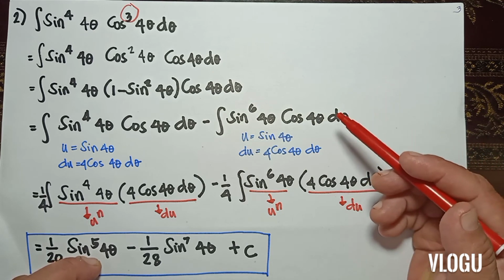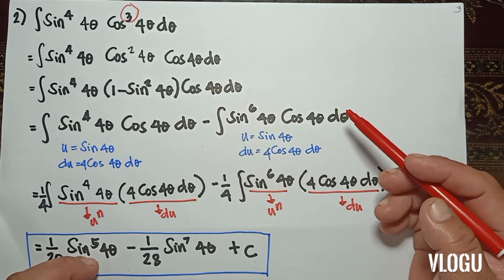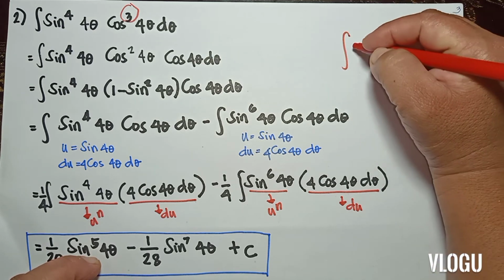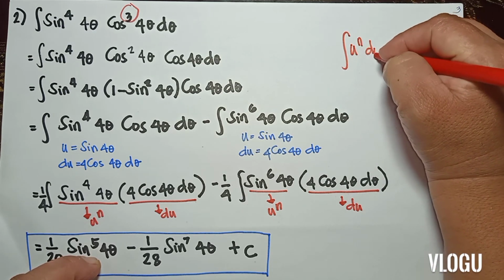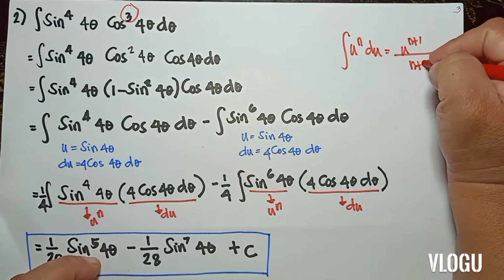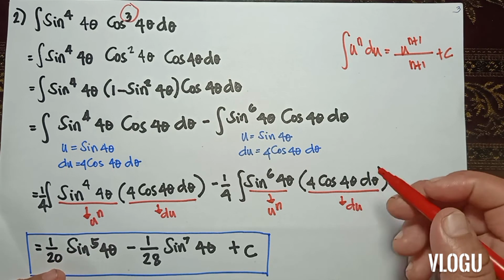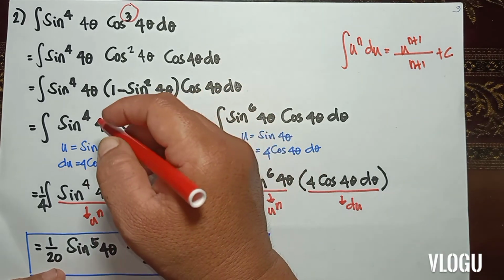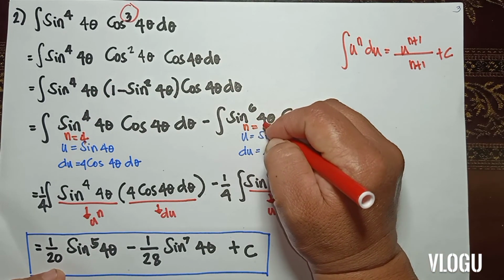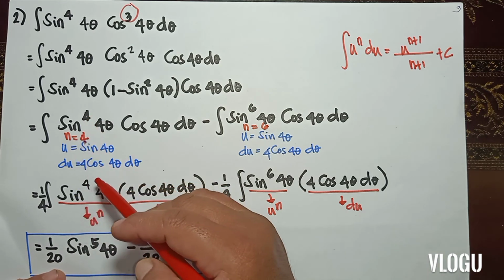If you are going to look at here, we have two trigonometric functions. If we have two trigonometric functions, we will be using u to the n du. Then the answer for that is u to the n plus 1 over n plus 1 plus c. So for this case, our u is equal to sine 4 theta. Our n here is equal to 4, and the other n here is equal to 6. So n is equal to 4, that is your exponent.